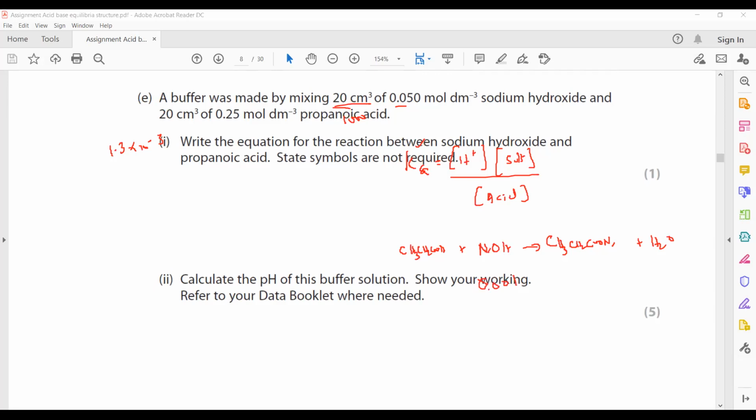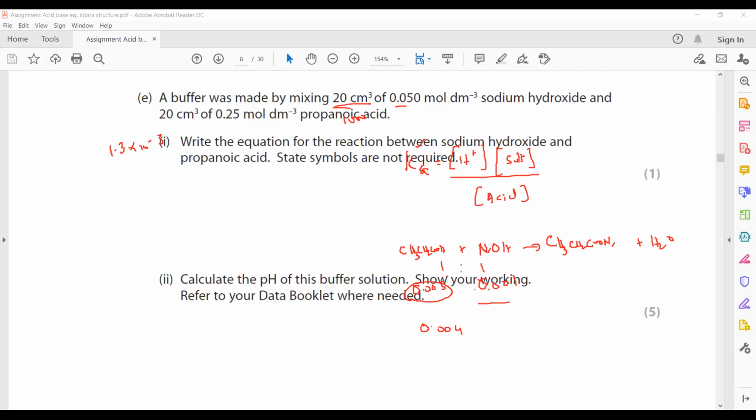How many moles of propanoic acid are there? It will be 20 multiplied by 0.25 divided by 1000, so 0.005 will be there. So the simplest ratio is 1:1. If 1:1 is there, this mole will be used up. How many moles of acid will be left? 0.004 will be left, because the ratio is 1:1.